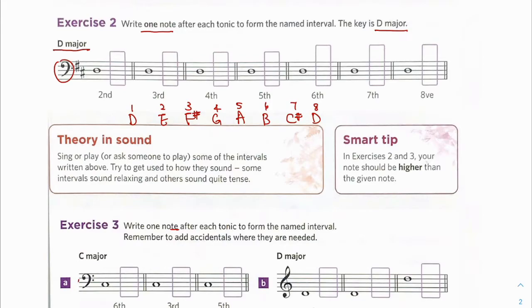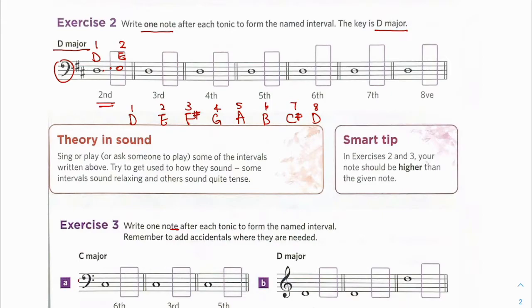Let's go back to bar number 1. We start with D, and we need to write a note that shows an interval of a second. And the answer would be E, because from a D, which is on the line, going to the next step, the space here, it will be a second. And this is E, which is degree number 2 in D major, so it's a second.